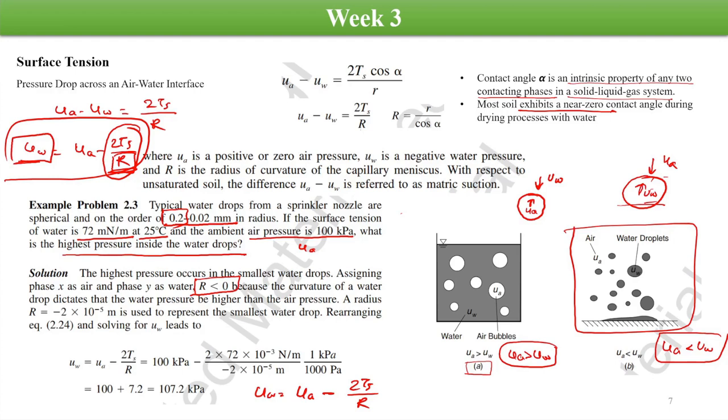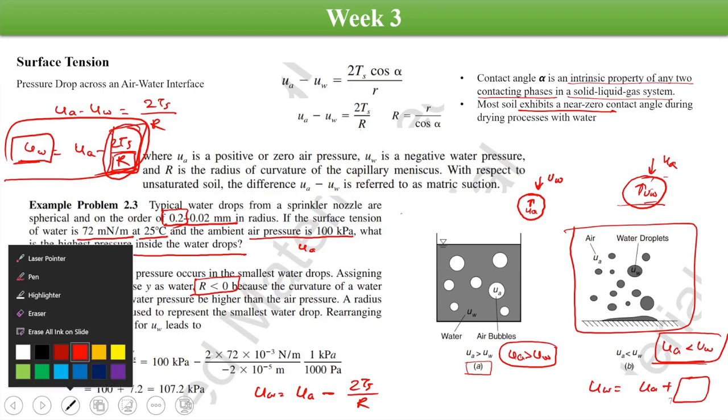Also, we can understand this concept in another manner. Here we have said that UA is more and UW is less, right? So to determine the UW, because UA is more and UW is less, we'll take the value of UA and then sum it up with the value which we are determining here. So to solve this, let me first erase this one.